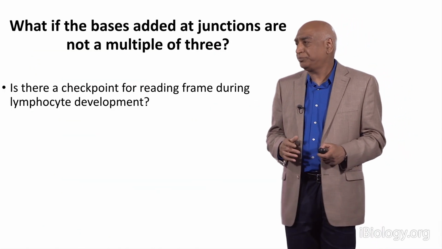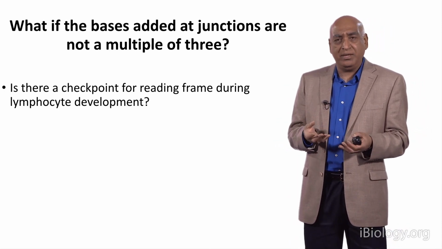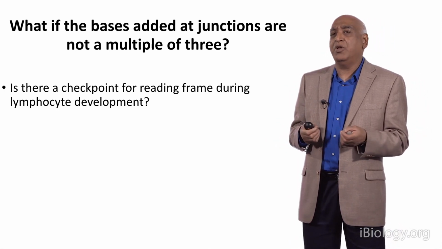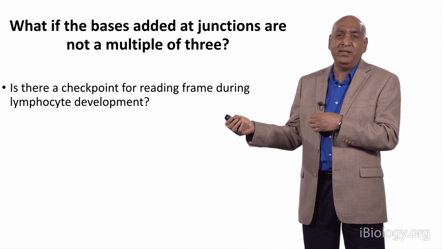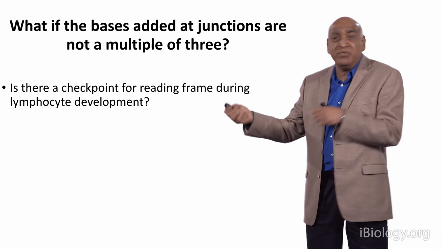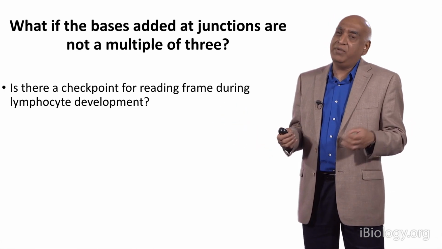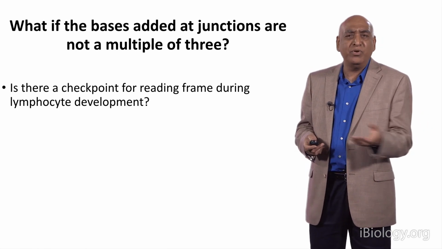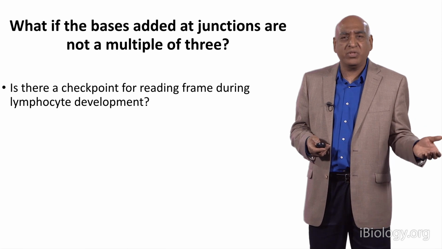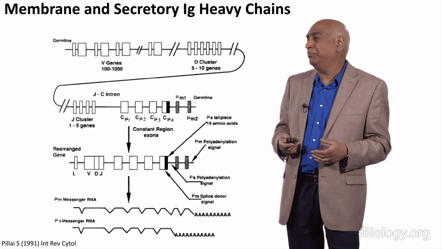Okay? So if you didn't add a multiple of 3 bases at a junction, then that cell is not going to be able to make an antibody heavy chain gene that means anything. So if I added 11 bases or 17 bases, then I'm not going to get an antibody protein that's correct. If I added 12 or 15 bases, it's fine. Now, how do you make out the difference? How do you know which cells are good and which cells are going to survive? And these were all the questions that were in our minds.